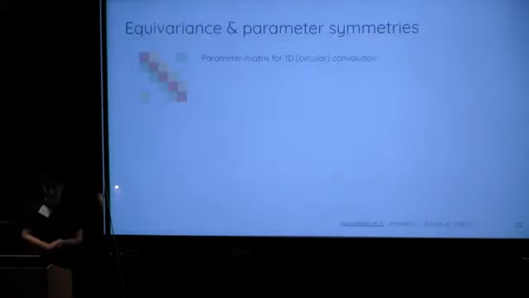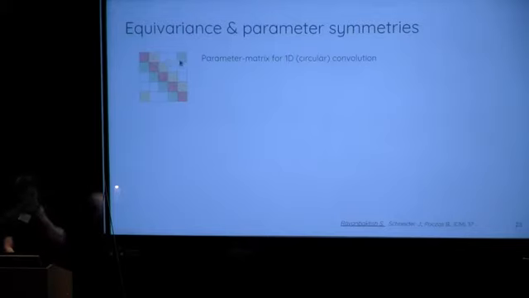Okay, so the idea is very simple. This is the main idea that leads to all of these design procedures. The idea is that there is a connection between the equivariance property of the layer and the symmetries of the parameter matrix. To understand that, let's look at this simple example of 1D circular convolution. If you stare at this long enough, you should convince yourself that if you multiply this with a vector, it's going to do a 1D convolution with a filter size 3. This is the parameter matrix for the convolution, for people who have ever looked at it.